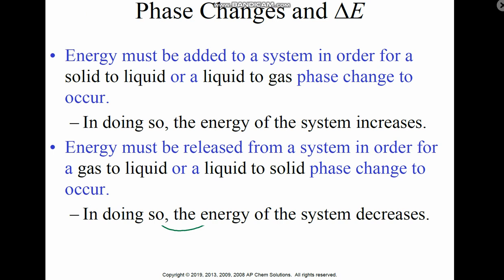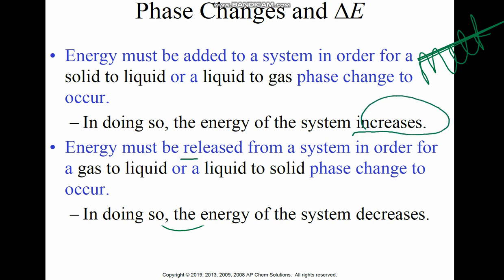All right, so here, this energy must be added to a system in order for a solid to liquid or a liquid to gas phase change to occur. That's when we are either melting or boiling. And the energy of the system in that case increases.